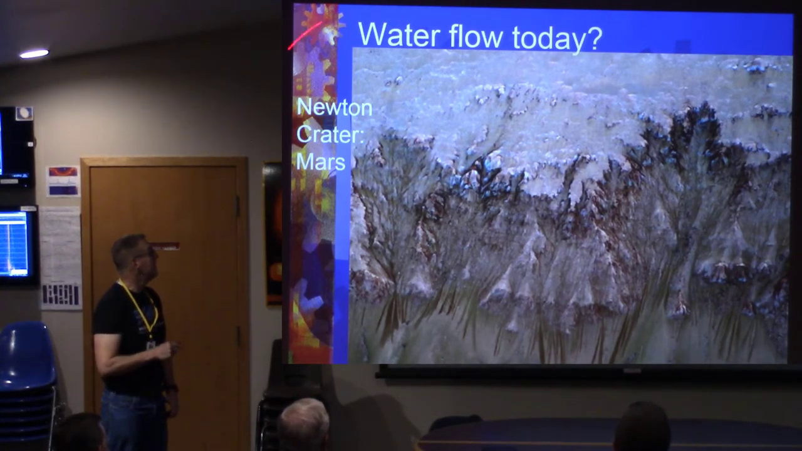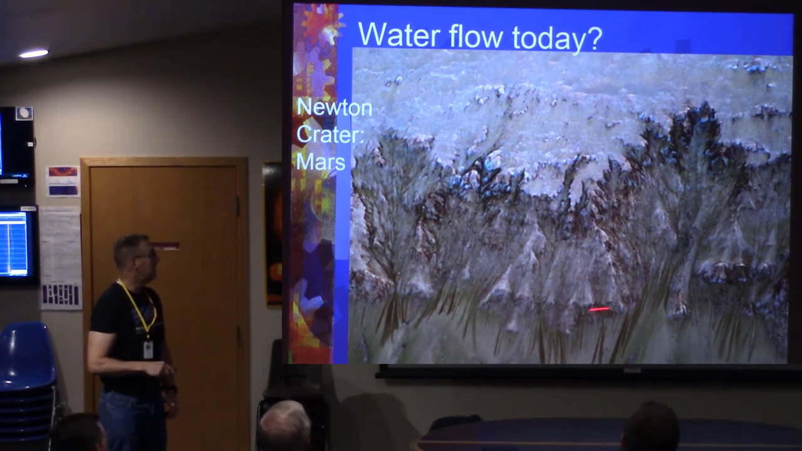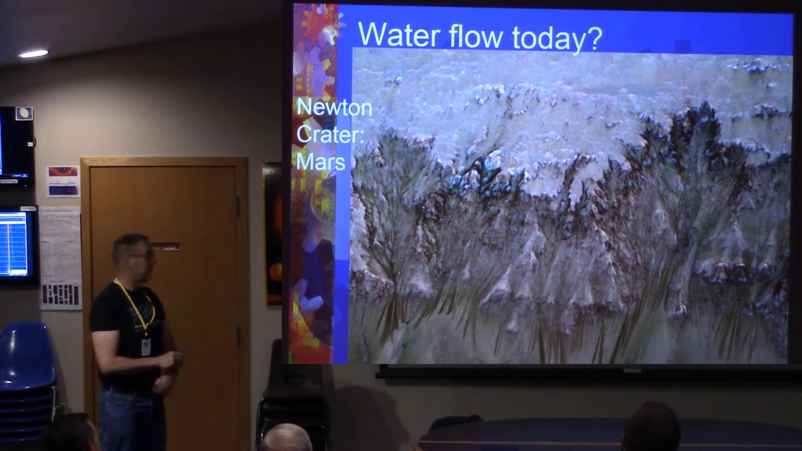A very contentious observation are these little guys here. These come and go, and you can see if you look down below here what look like water oozing out of a layer on the edge of a crater here and wetting the soil as it flows down and then evaporates, leaving behind a salty material. That's what it looks like.